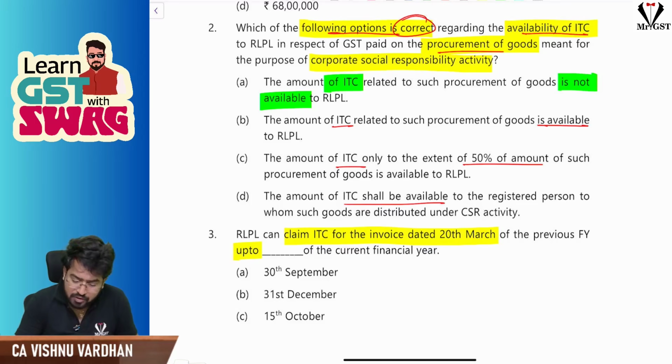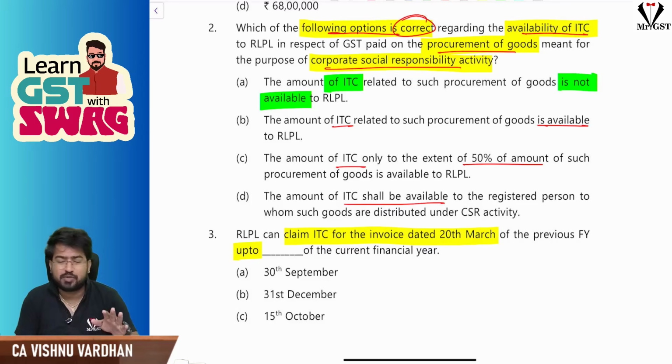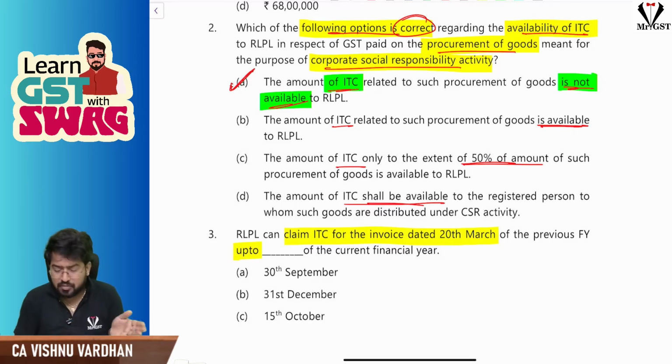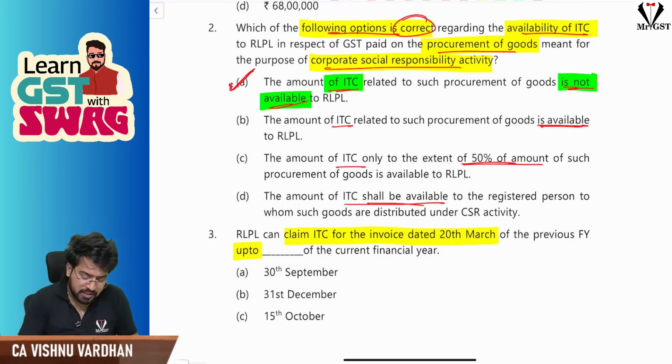Regarding availability of ITC on procurement of goods for corporate social responsibility, for this you need not read the case study also. If you are procuring any goods for CSR activity, you cannot take ITC. Here there is an option, ITC is not available. So this should be the answer. The remaining options they gave are: it is available, it is 50% available, it is available if you provide it to a registered person, all this. So option A is the correct answer.